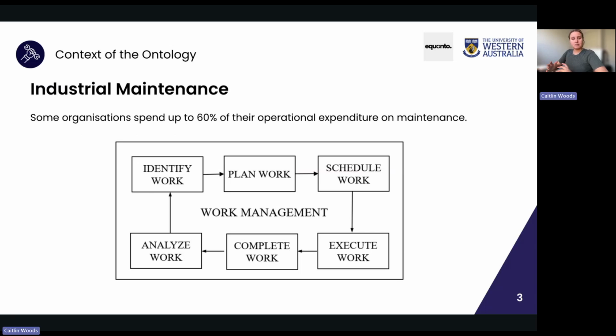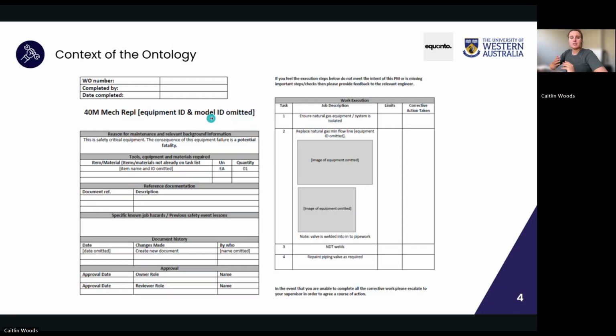So there's many parts to industrial maintenance, from identifying work, scheduling work, executing work, and then analysing that work again so that maintenance strategies can be improved over time. Specifically for this work, we look at maintenance procedure documentation.